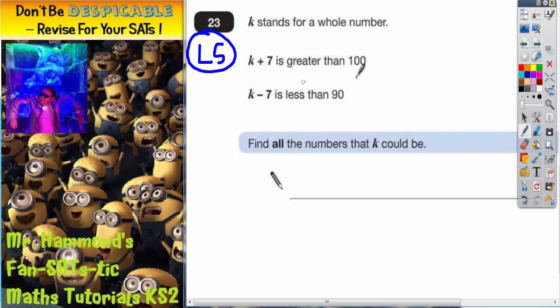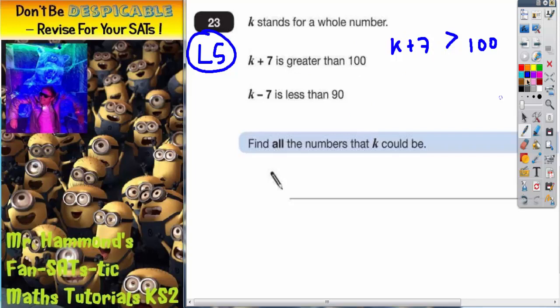Now, we're going to use algebra to describe what's going on. So, K plus 7 is greater than 100. Remember, when you're using algebra, it's just a shorter way of writing a sentence. So, K plus 7 is greater than 100. Now, the mathematical symbol for greater than is this. Sometimes we might say the crocodile's mouth bites the greater thing because he's hungry. So, the crocodile's mouth needs to point towards K plus 7 because it's greater than 100.